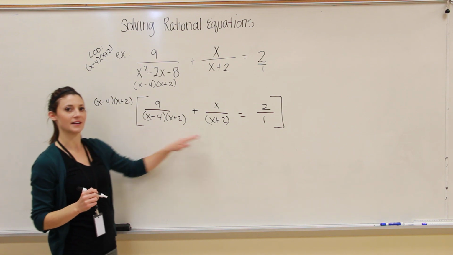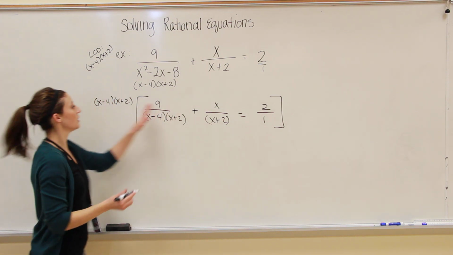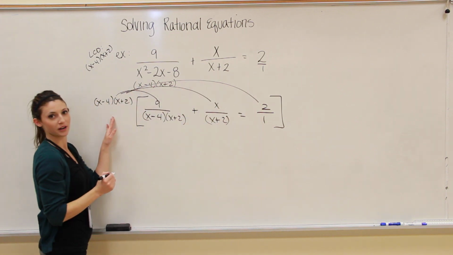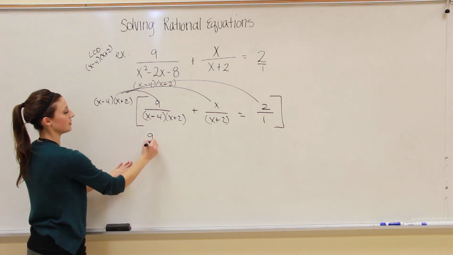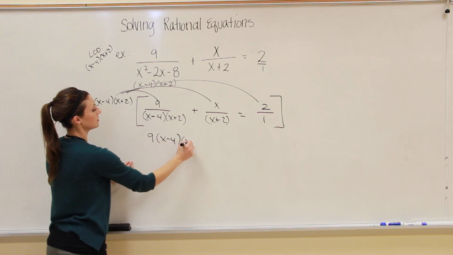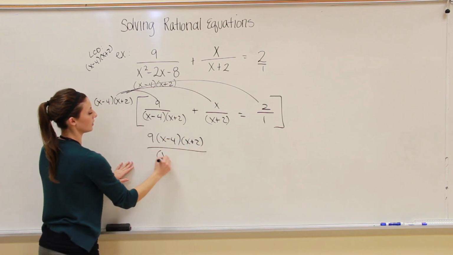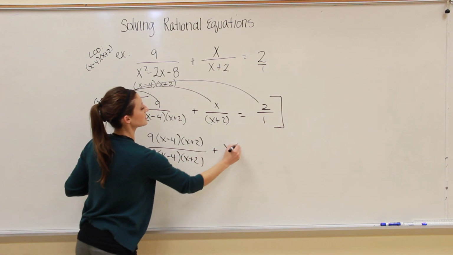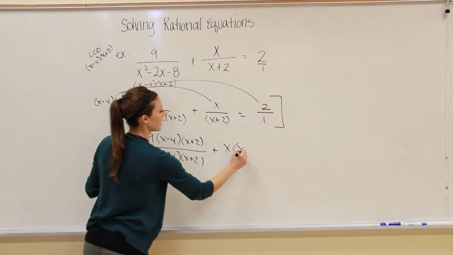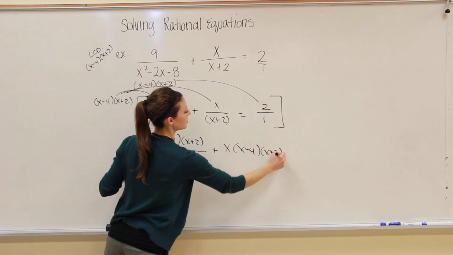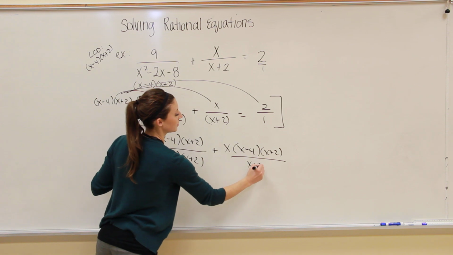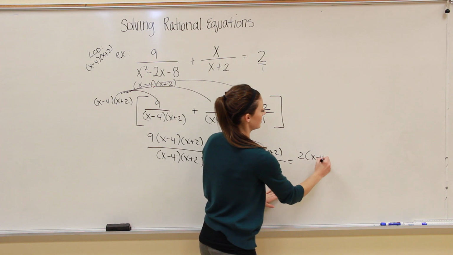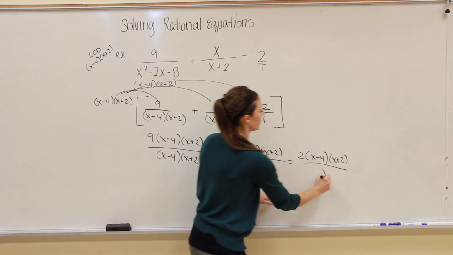There are ways to kind of divide this out in your head. I'll show you the long way. You're going to multiply every single numerator and leave the denominators as they are. So we're going to have 9 times x minus 4 times x plus 2 over its denominator, plus x times x minus 4 times x plus 2 over its denominator, equals 2 times the LCD over 1.